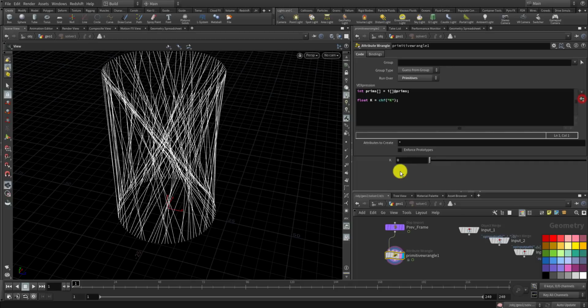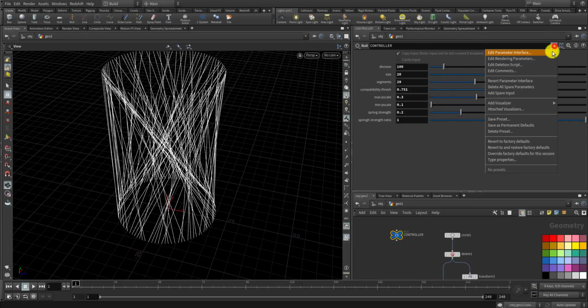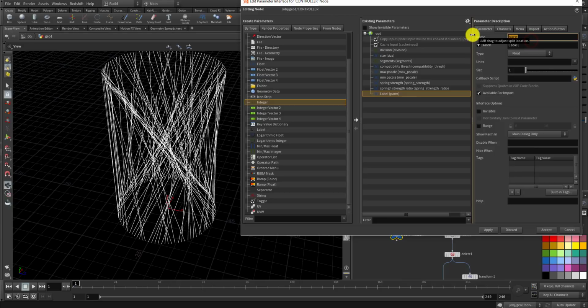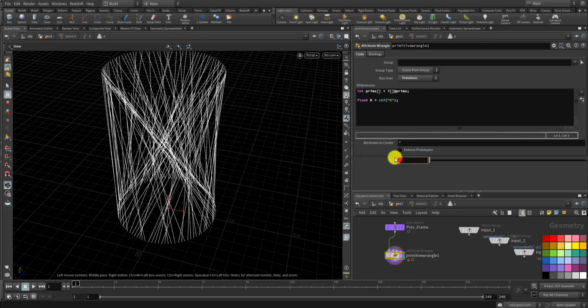So I'm gonna promote this k, and also would like to connect with the main controllers. So let's go back to the main controller and name this stiffness. And this will be a value between 0 to 1 as well. And let's set the value to 0.1. And copy this parameter again, go back to the solver and paste it here to the K. Alright, and also let's get a value S, which is a spring strength from a detail.